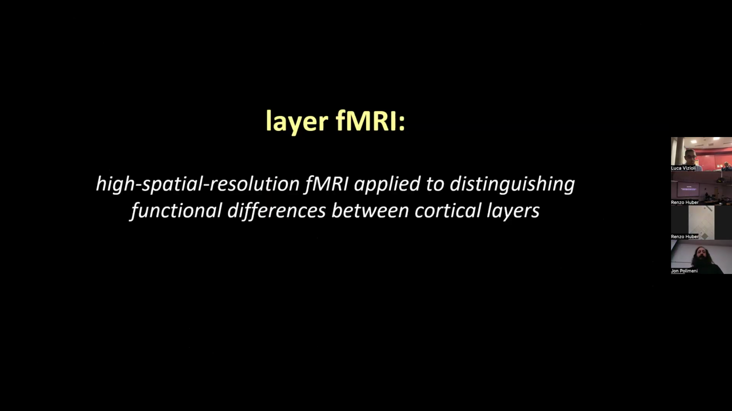Okay. So first, I'll start off by defining layer fMRI, which is high spatial resolution fMRI applied to distinguishing functional differences between cortical layers. It's typically applied to cerebral cortical layers, and it's also typically performed at 7 Tesla and above, but we'll see some counterexamples of this.